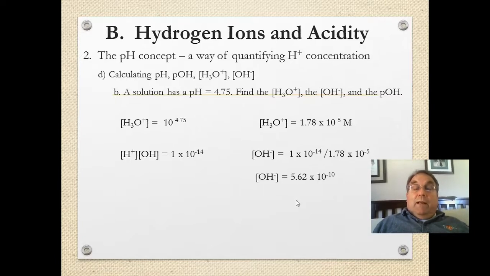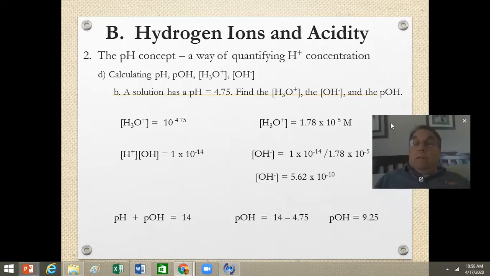Now, you can double check your answer by taking this value and multiplying it by this value. This times this always gives 10 to the negative 14th. Now, to find the pOH, which is basically the pH, but for the OH concentration instead, remember that pH plus pOH equals 14, so pOH equals 14 minus whatever the pH is. So there you have it. If you know one of them, you can find all of them.